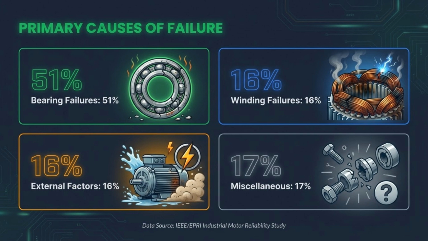The primary cause of motor failure, accounting for 51%, is bearing failures. Winding failures and external factors each account for 16%, and miscellaneous issues make up 17%.